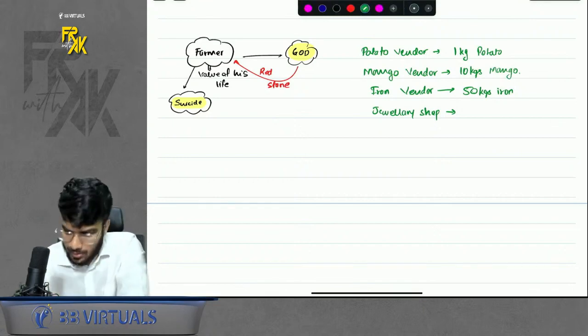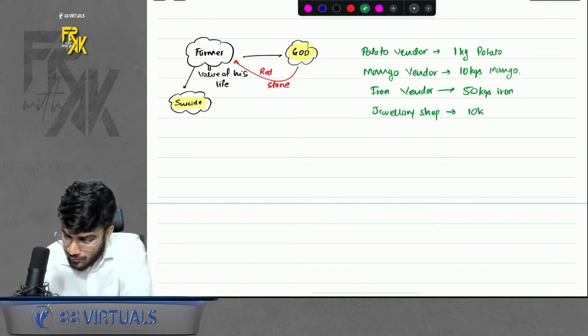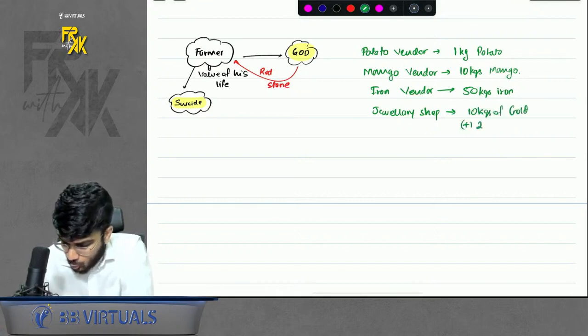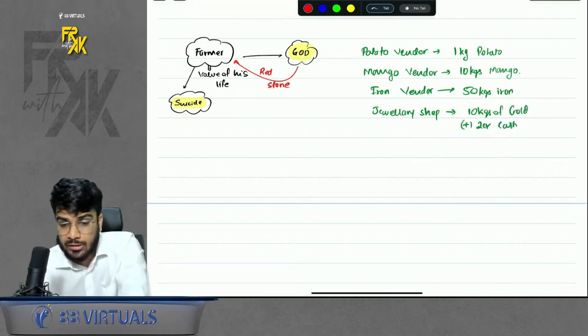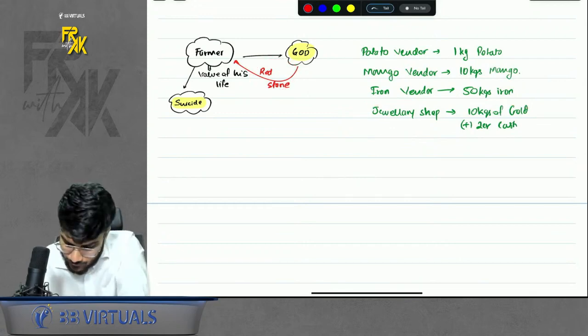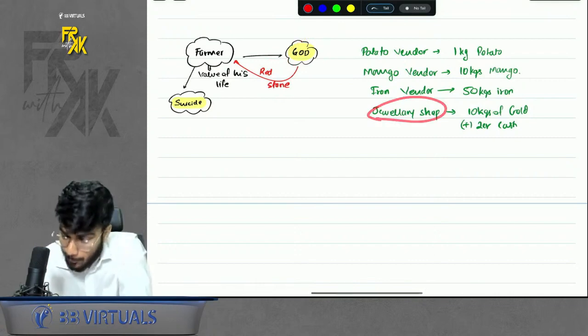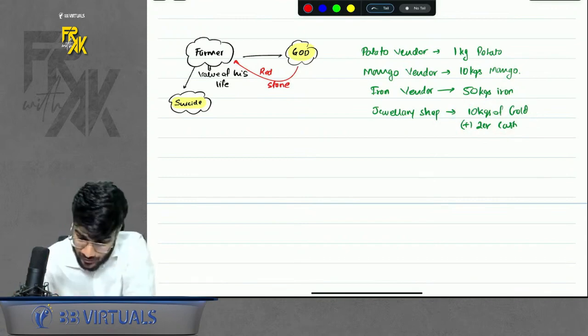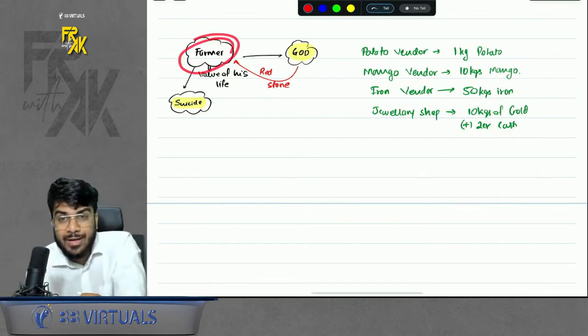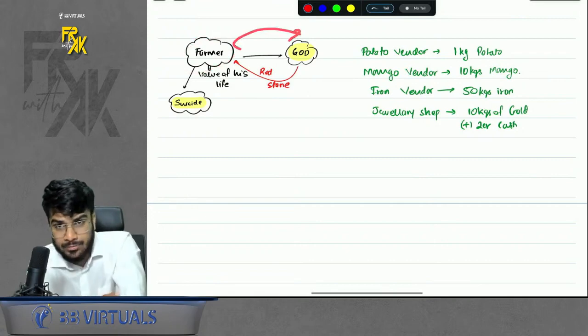So the jewelry owner offered him 10 kgs of gold plus 2 crores cash in exchange for this red stone. The farmer was shocked to know this, that for this red stone someone was offering only 1 kg of potato, and this jewelry shop owner was offering 10 kgs of gold plus 2 crores of cash. The farmer was amazed, but still he couldn't sell it because God had asked him to not sell it.